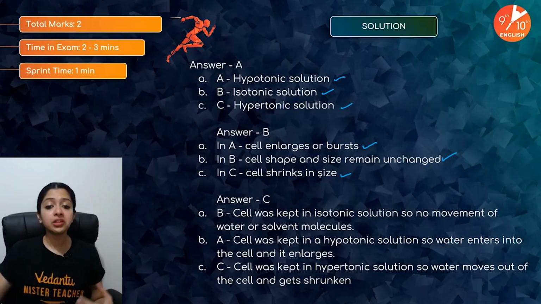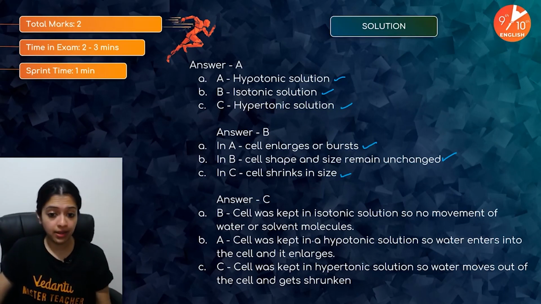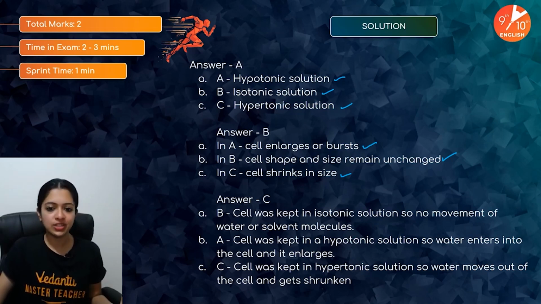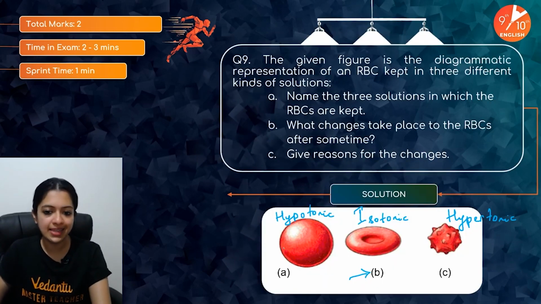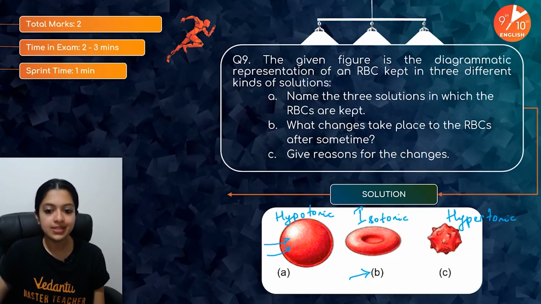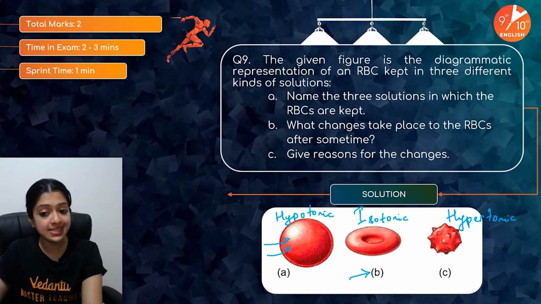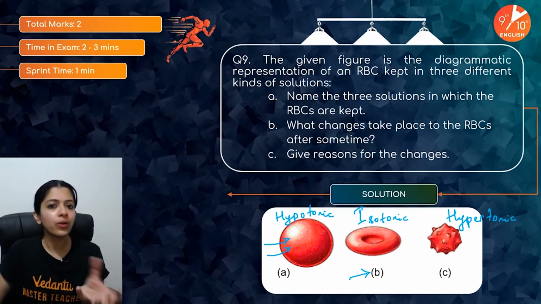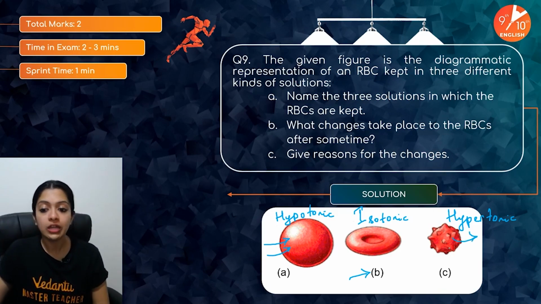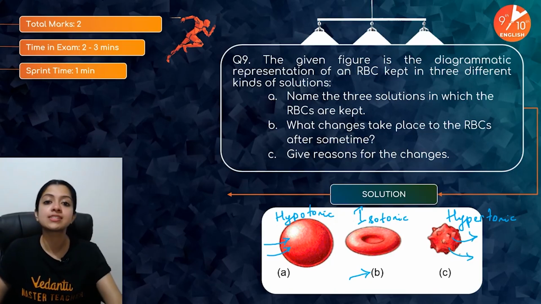Now, coming to the reasons for these. Well, the first one, the cell was kept in a hypotonic solution. So what happens is water enters into the cell and it enlarges. Right? So, like you see here, water has entered into it and it enlarged. So, this is the reason for it. For the second one, the concentration inside the cell and outside were pretty much the same, which is why no change was observed. And in the third one, water was lost by exosmosis.